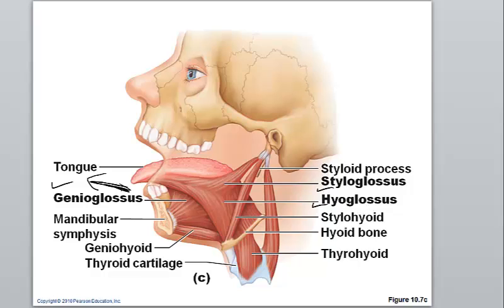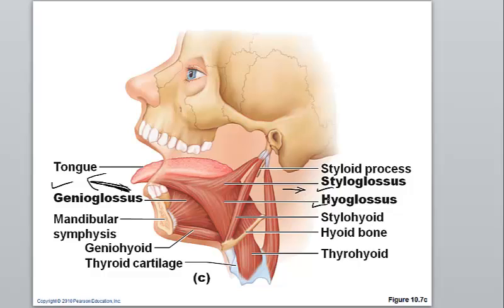Retraction is your styloglossus. So you can see over here, the styloglossus helps to pull the tongue backwards. It originates from the styloid process, hence it's called a styloglossus, and goes to your tongue.